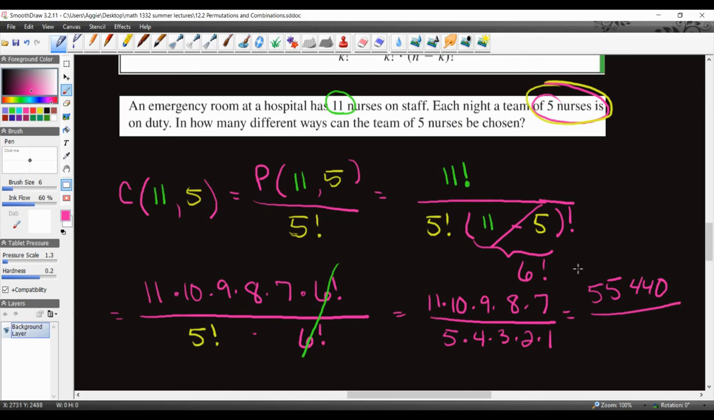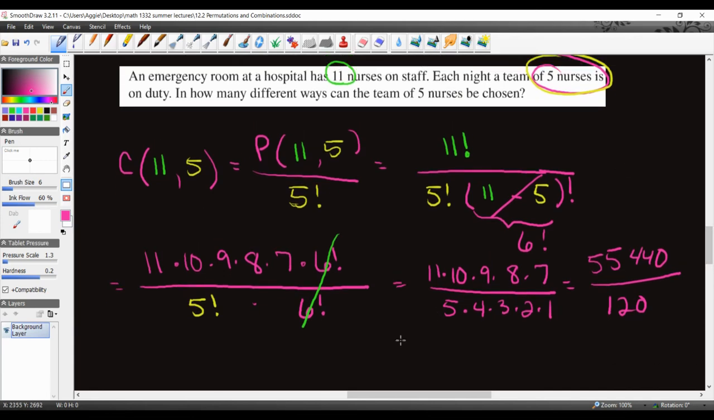Okay, and on the bottom, I think I can do that one in my head. See, 5 times 4 is 20, 20 times 3 is 60, times 2 is 120, times 1 is still 120. Okay, so if I divide 55,440 by 120, I get 462. So this is equal to 462 different combinations that we can do with these nurses, with 5 nurses at a time from 11 total.